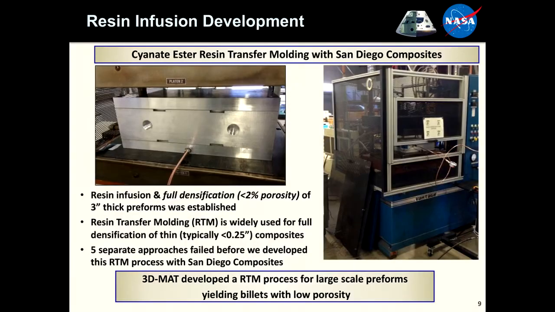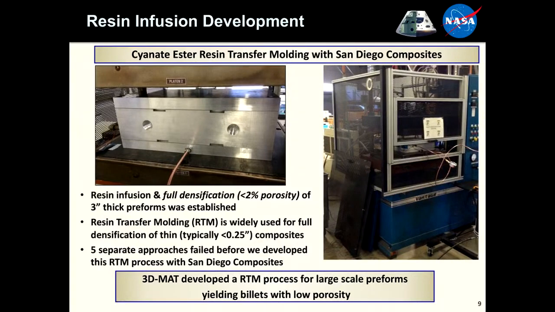In terms of resin infusion, this was also a significant challenge, a little bit surprising to us how challenging this was. We were required to achieve less than 2% porosity throughout the entire volume of the billet, which is 3 by 12 by 12 inches. That's a significant requirement. While resin transfer molding is regularly used for thin composites, less than 1/4 inch thick, say, something on the order of the volume we're achieving here is much more challenging, not well established, not established at all, and to be able to eliminate the porosity throughout was definitely a significant challenge for us.